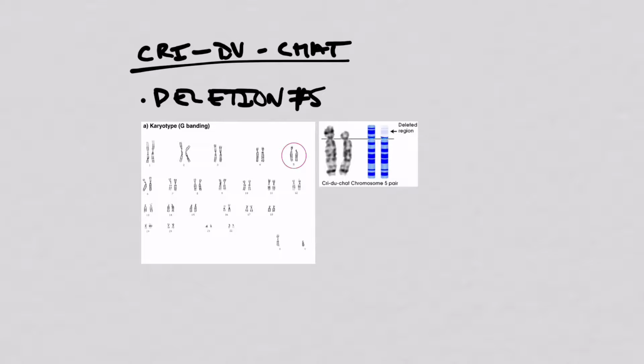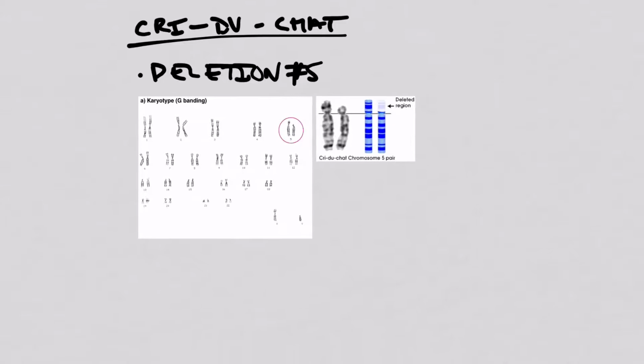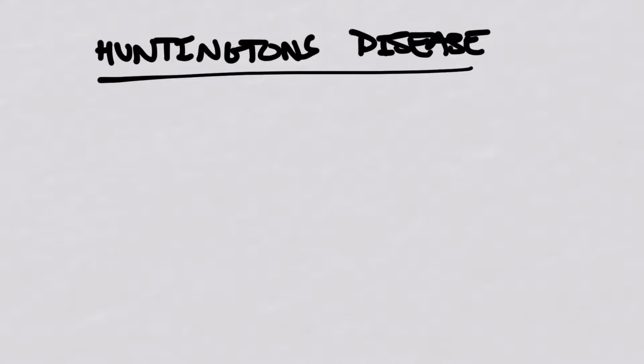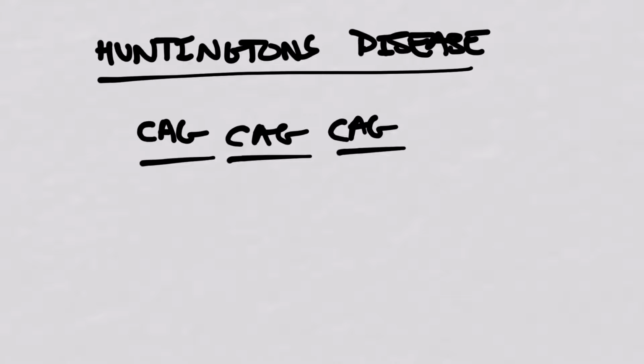Okay, so this is an example of a deletion. I'm going to briefly talk about an example of an insertion. Huntington's disease is an example of a chromosomal disorder in which a certain gene has a CAG repeat. This repeat, which is in all of us, gets expanded in people with Huntington's disease.